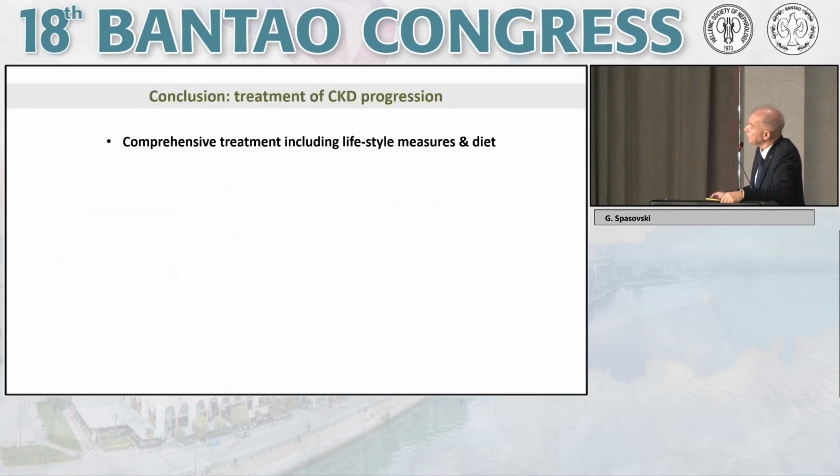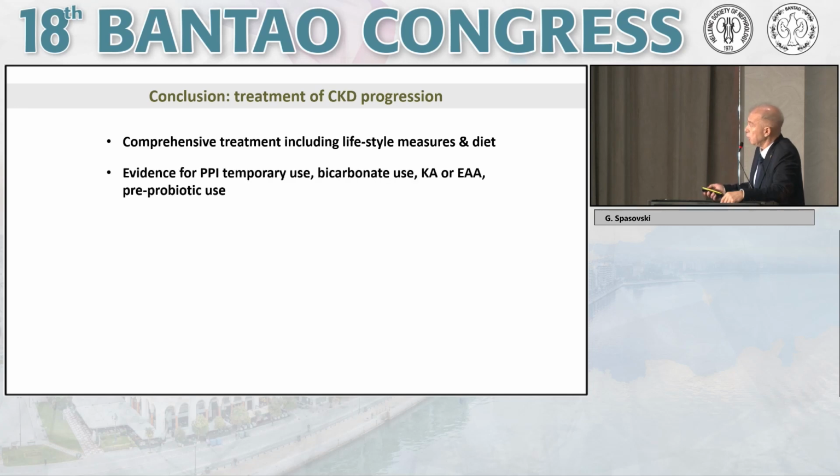So in conclusion, it's not easy. It's a comprehensive treatment for our patients, and they need to have good compliance in order to get results, including starting with lifestyle measures and diet. PPI use we need to take into account very seriously. We need to supplement bicarbonate, and also ketoglutarate or essential amino acids in those patients who are compliant with a low protein or very low protein diet. We need to consider pre- or probiotic use.